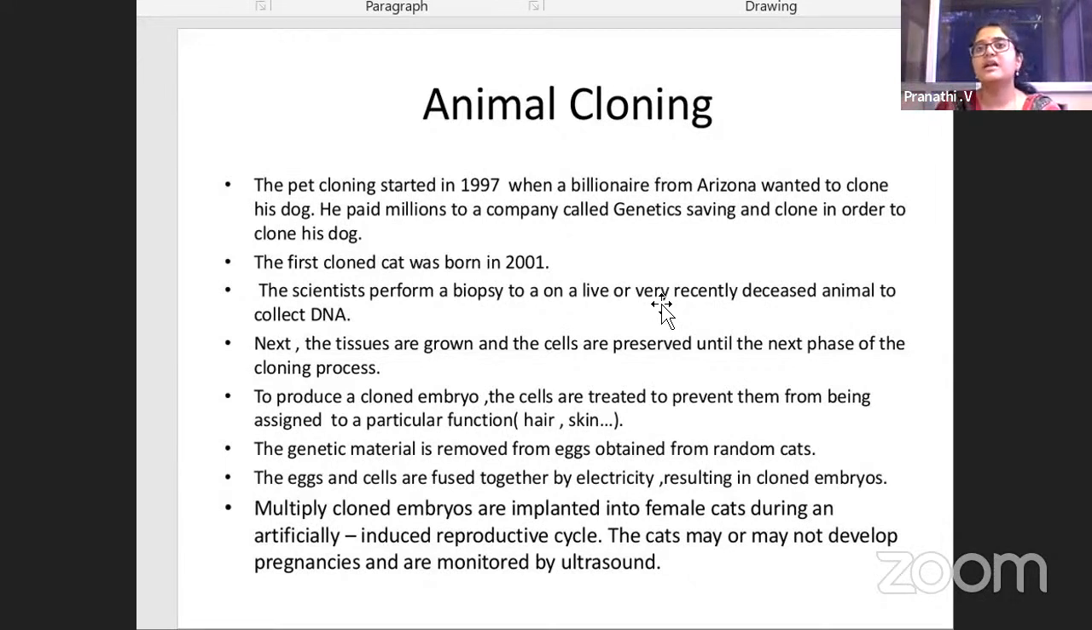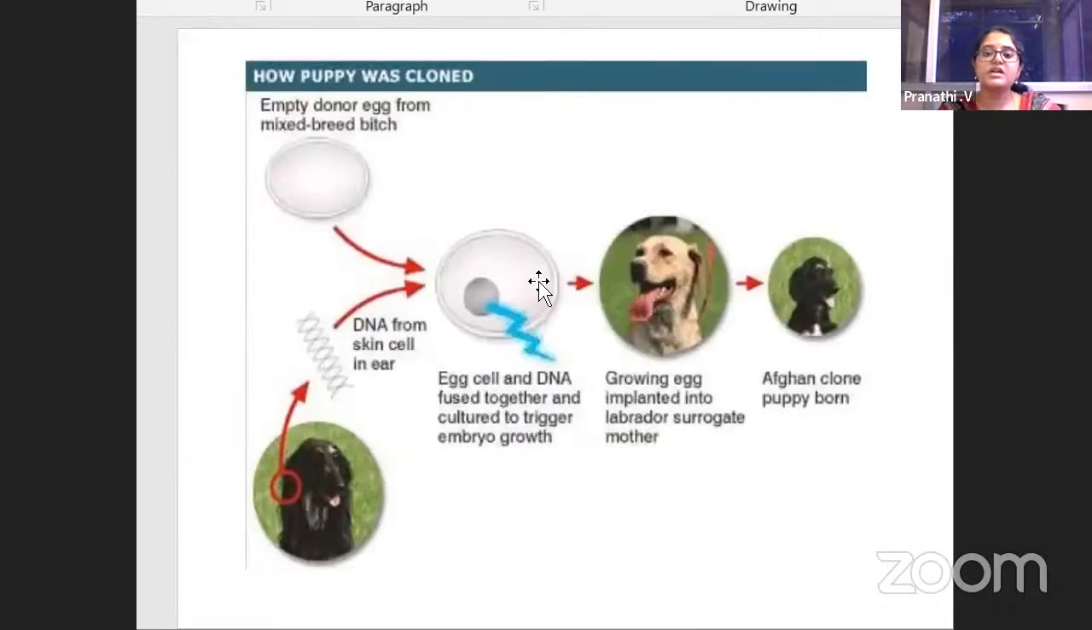But then it is up to the cat whether that pregnancy will last or not, because of the different kinds of conditions that the pregnancy has to be sustained in, so that risk is always there. Next is a puppy that was cloned from a female Afghan dog. DNA from a skin cell, that is an ear cell, was taken, fused, and the growing egg was implanted in a surrogate, and then you have an Afghan clone puppy born.